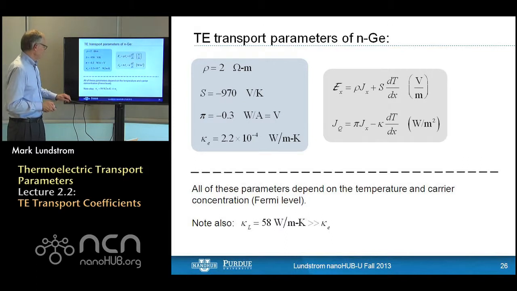Okay. So all of these parameters depend on the location of the Fermi energy. It's a useful exercise to do this with a differently doped sample. But we should also realize that heat flow depends both on the electrons carrying heat and on the lattice carrying heat. If you look at the measured thermal conductivity due to the lattice for germanium, it's 58 watts per meter Kelvin, much bigger than 2 times 10 to the minus 4 due to the electrons. So most of the heat in this sample is carried by the lattice. Very little of it is carried by the electrons.